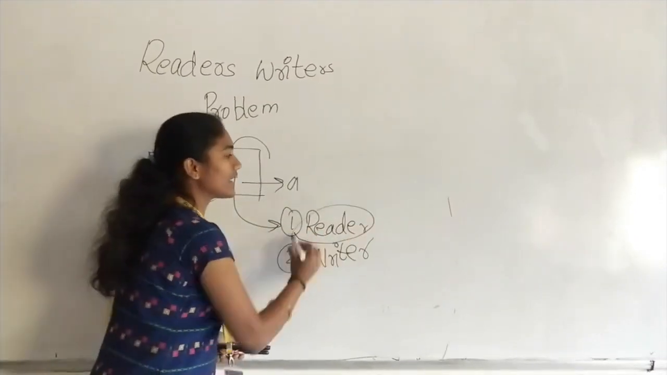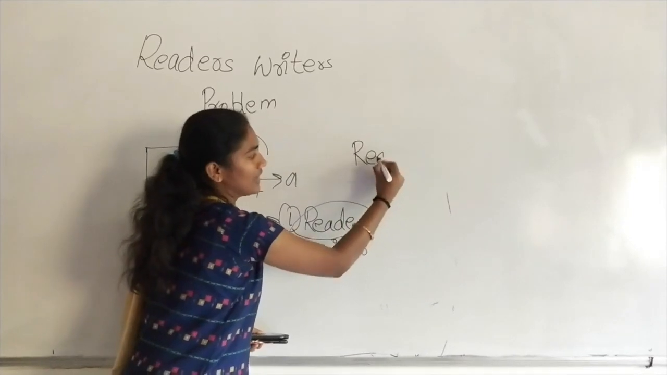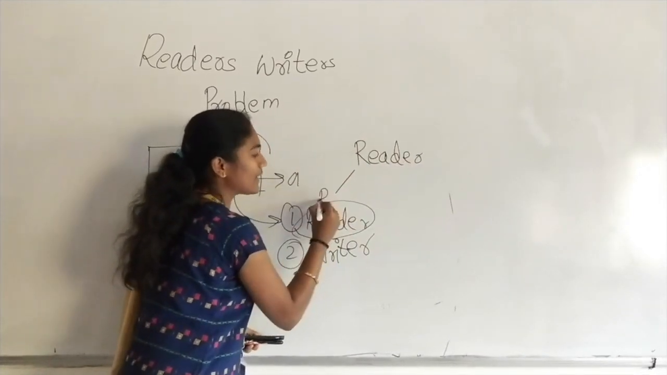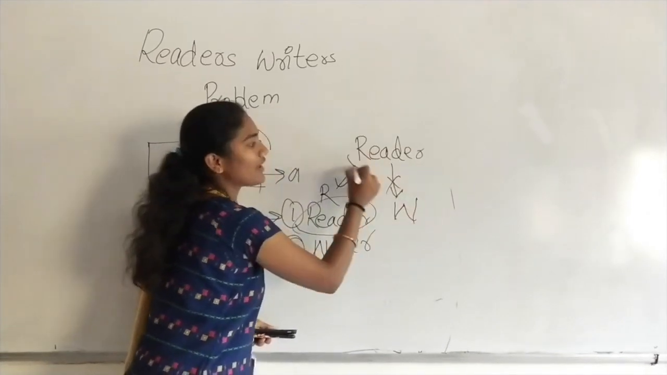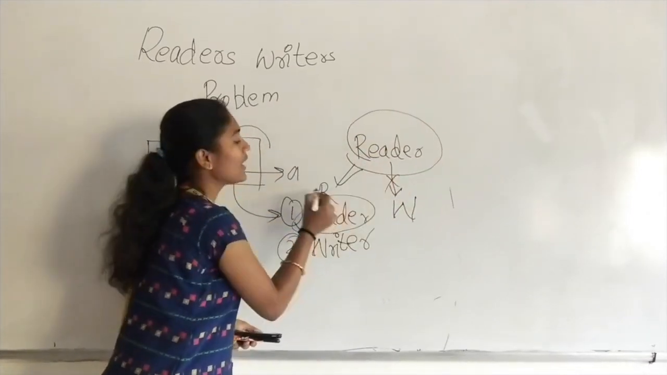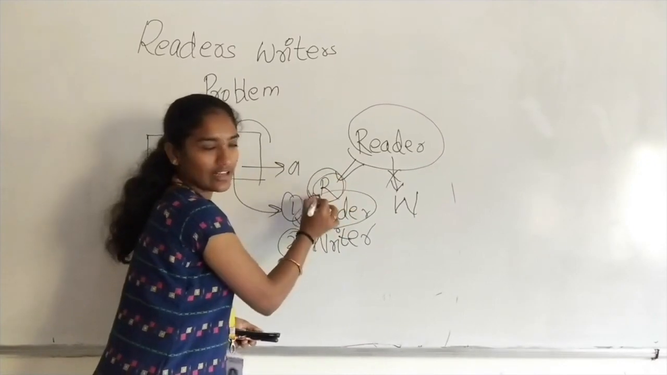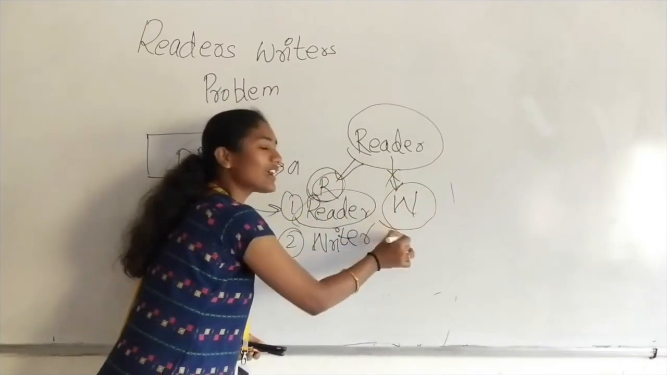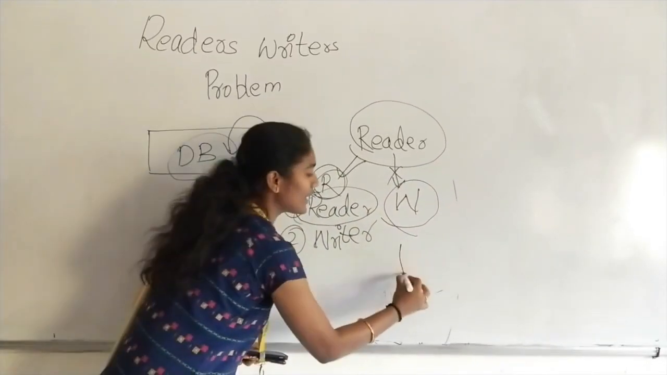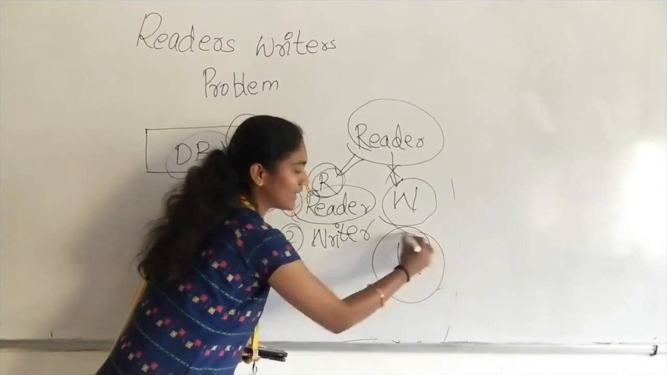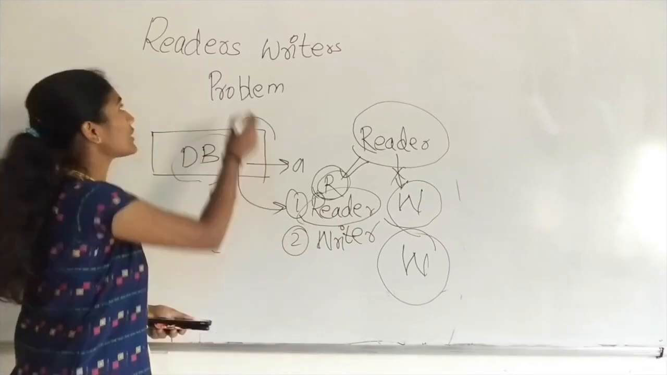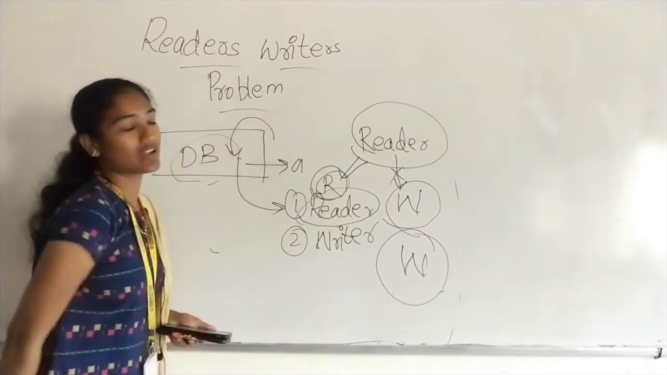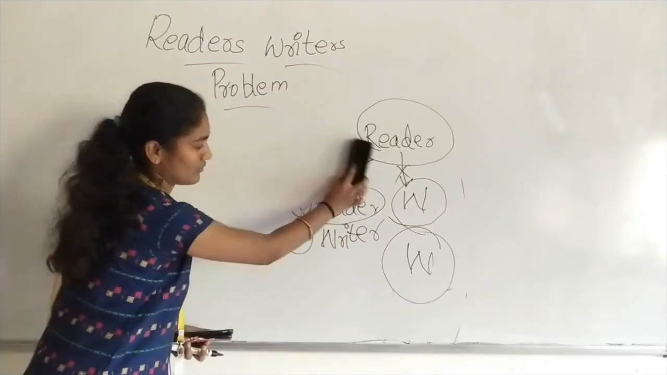If a reader is inside the database, another reader is allowed, but another writer is not allowed. It means if a reader is inside the database, n number of readers are allowed, but not even one writer is allowed. Similarly, if a writer is in the database, no one is allowed to access the data. This is the concept we use in the reader-writer problem.